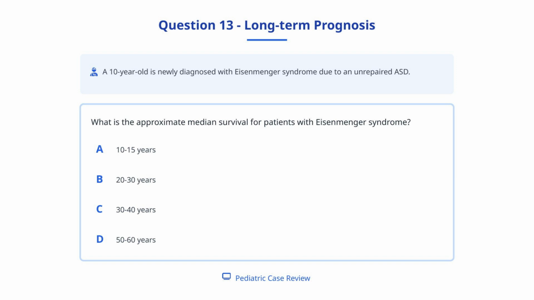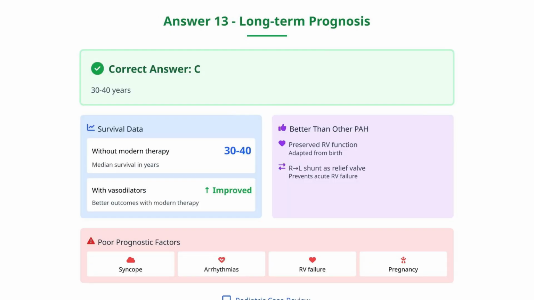For our 13th case, a 10-year-old is newly diagnosed with Eisenmenger syndrome due to an unrepaired atrial septal defect. What is the approximate median survival for patients with Eisenmenger syndrome? Is it A. 10 to 15 years, B. 20 to 30 years, C. 30 to 40 years, or D. 50 to 60 years? The correct answer is C.